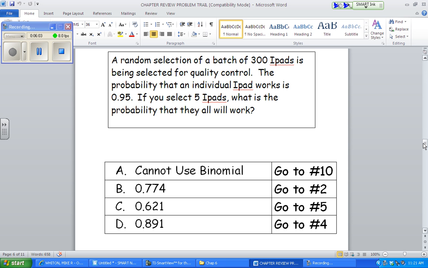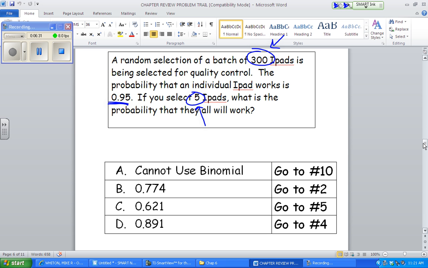Okay, so this is binomial. It's not talking about getting your first success. It's having a set number of successes. So the reason they gave you the 300 and the 5, there's one thing you've got to check. Remember the rule was, in order for this 0.95 to remain constant throughout, the population size has to be at least 10 times bigger than the sample size.